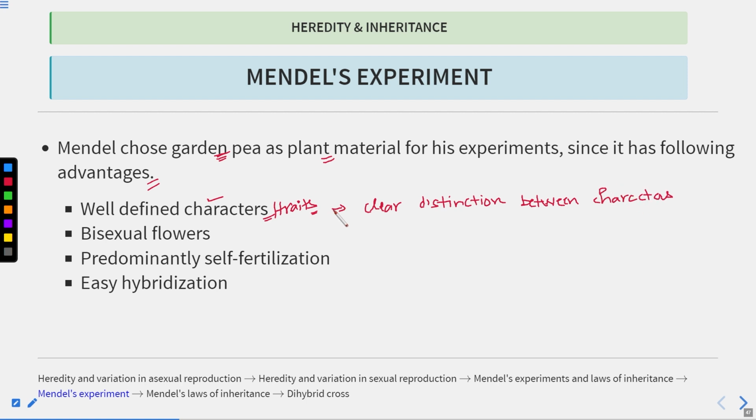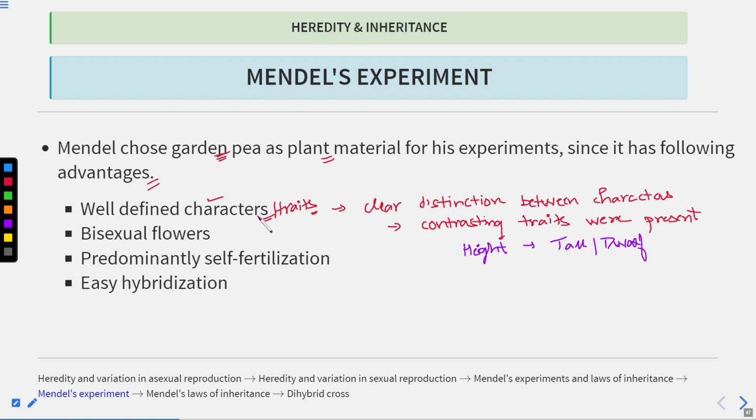And the traits were contrasting. Contrasting traits were present. Clear? Contrasting trait means, if we talk about height, if one trait is height, then you can say the plant was tall or it was dwarf.